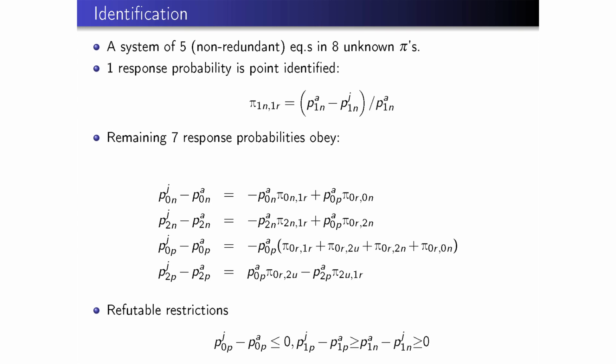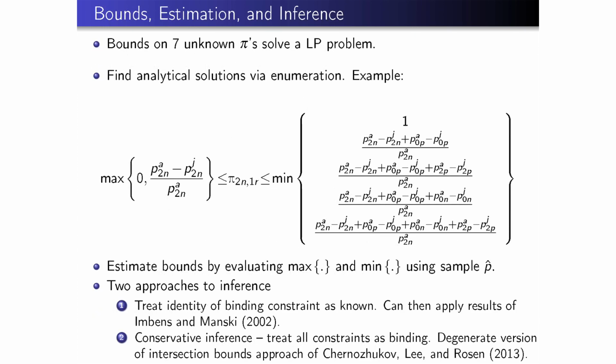OK, so I can take this system. I can get bounds on the pi's by setting this up as a linear programming problem. We just solved the linear programming problem by hand, which sucks. If you ever try to do that, you have to enumerate a lot of possibilities. We get analytical solutions for the upper and lower bounds on each response probability.